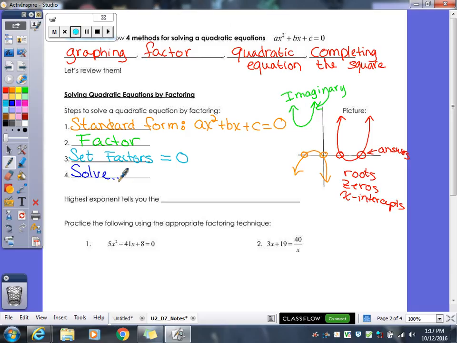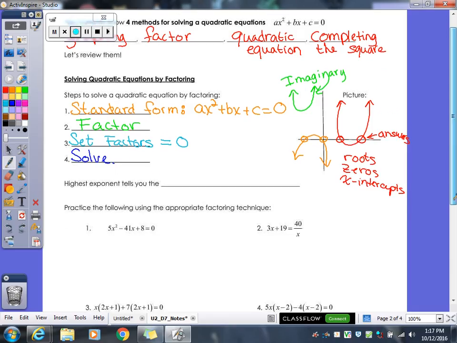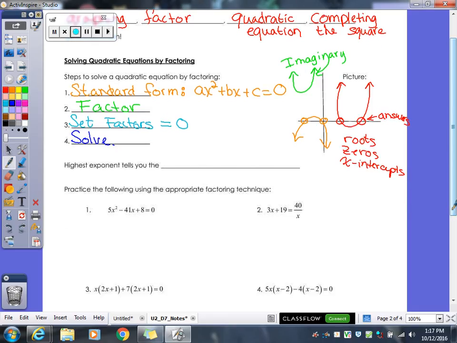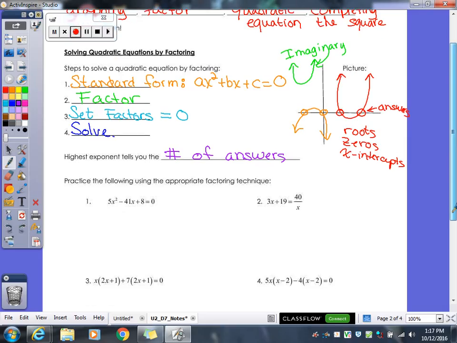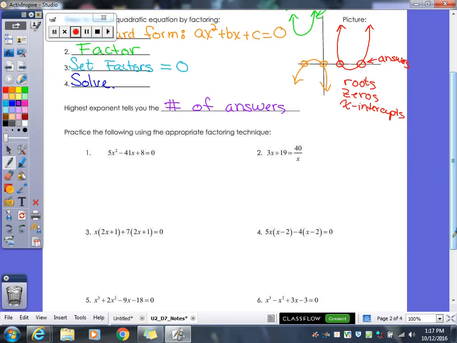Now there is a little hint when you're dealing with your polynomials. Your highest exponent tells you the number of answers you will get. So with our quadratics, our highest exponent is a 2. You end up with 2 answers. We're going to have some that are cubes. You're going to have 3 answers for those ones. Fourth, you're going to have 4 answers for those ones. No, not that bad, I promise.